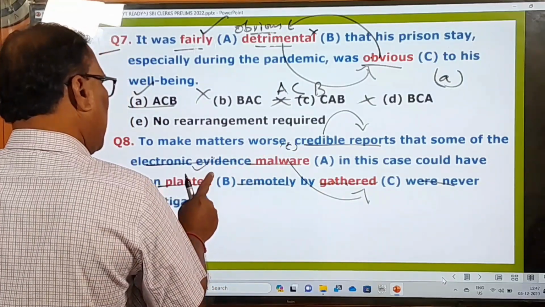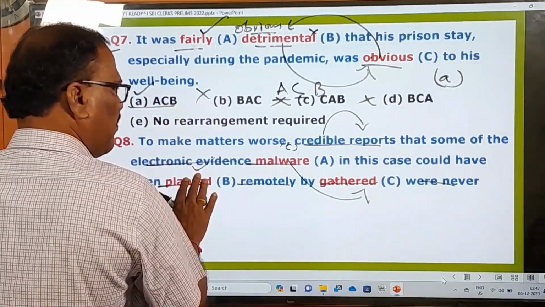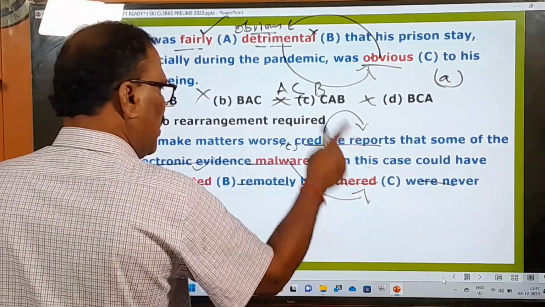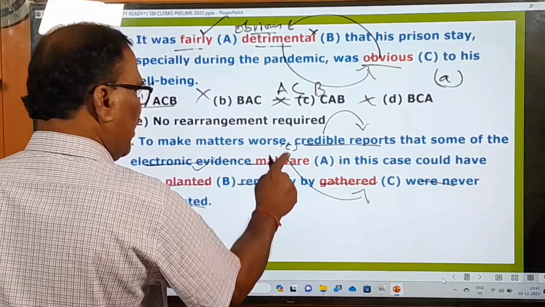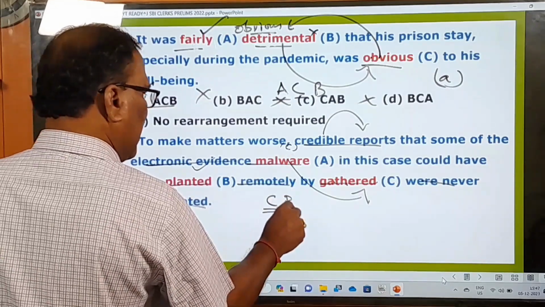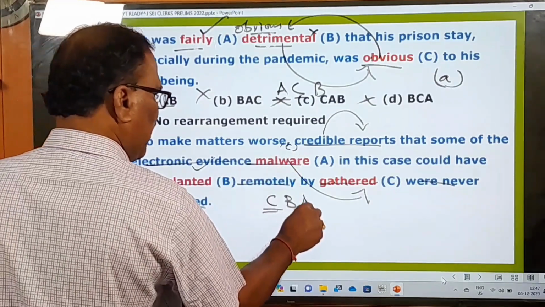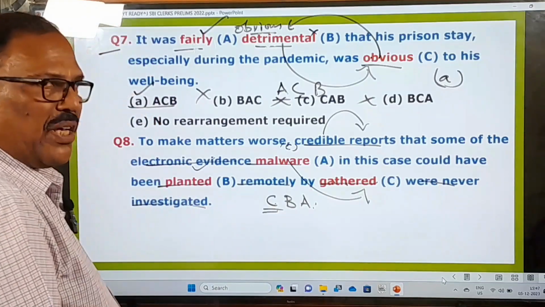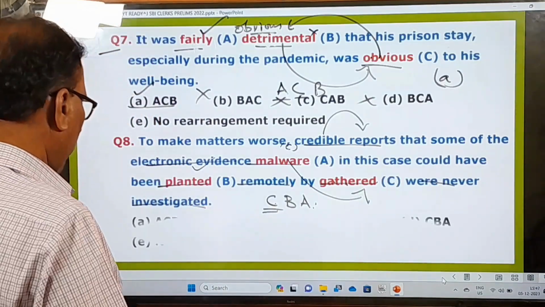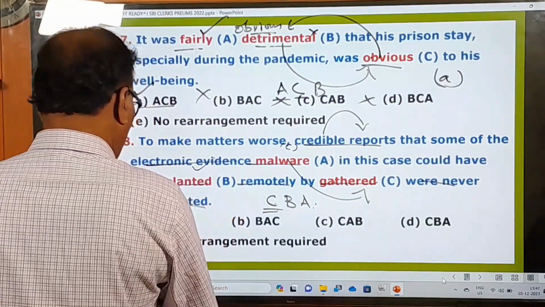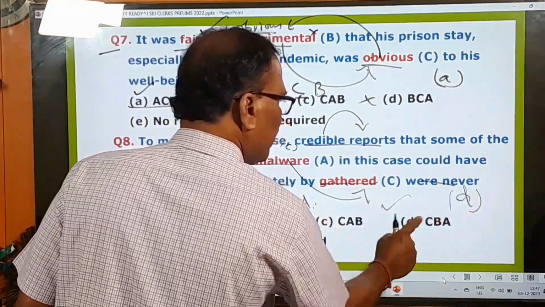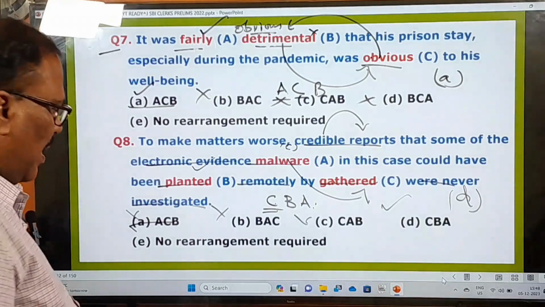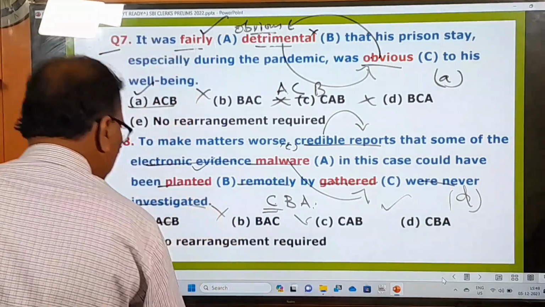The word in the B place must be in the B place itself, and malware must be in the place of C. So what should be the order of the words here? The C word must be at the beginning, and B word must be as it is, and A word must be later on. CBA must be your answer, right? Wrong. This. Okay, right. And now let's move on to the next question.